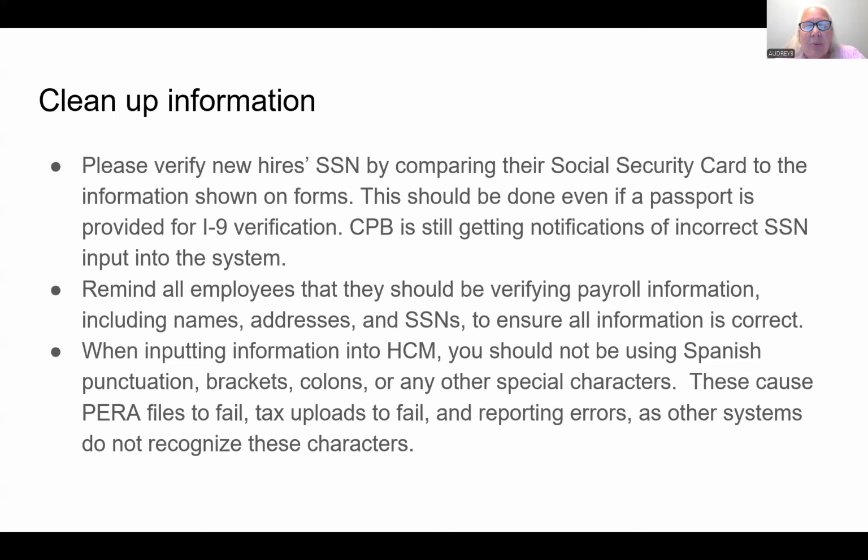The second issue that we're having is when you're inputting information into HCM, you should only be using English characters. We are seeing an uptick in Spanish punctuation being used in names, in addresses. That information should only be entered in your standard keyboard alpha keys. Do not put Spanish punctuation in HCM.